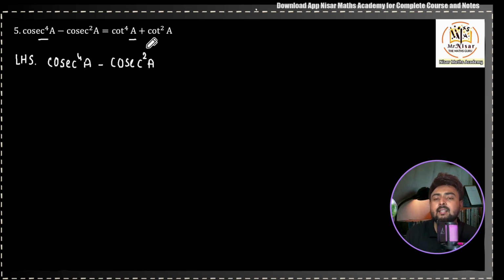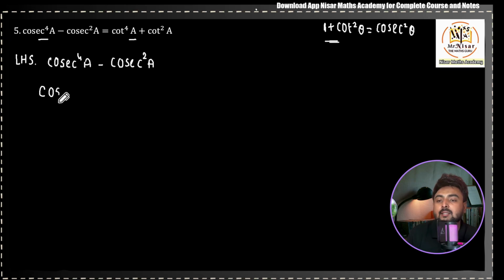Now if I see the right hand side, we have to convert this cosec into cot, and we know the relation. What is the relation? 1 plus cot square theta becomes cosec square theta. This we have studied. This relation we need to use somewhere. Now children, I am repeating the same thing again: whenever power 4 is there, always try to convert it to power 2. So can I say that cosec to the power 4 can be written as cosec square a whole square minus cosec square a?